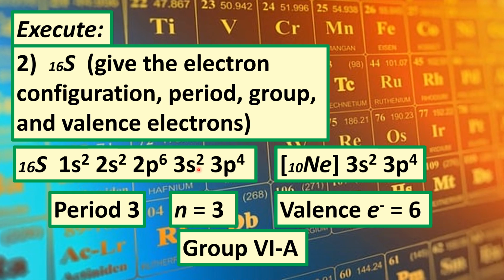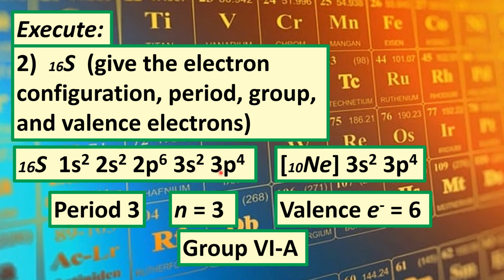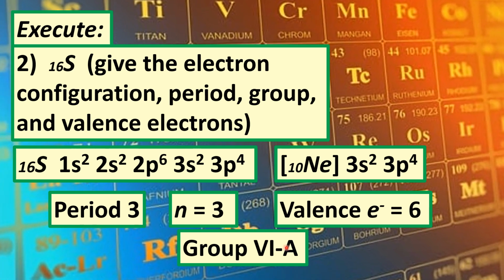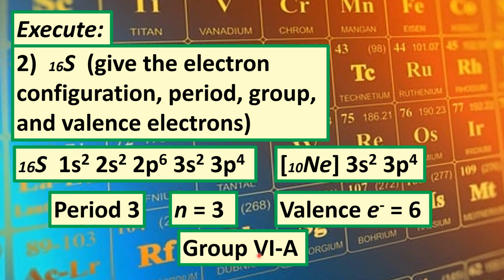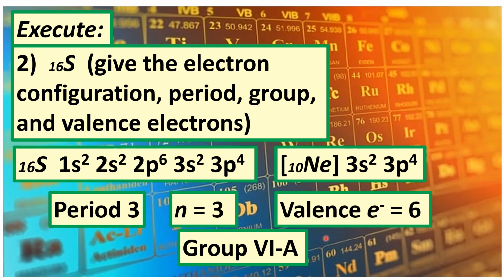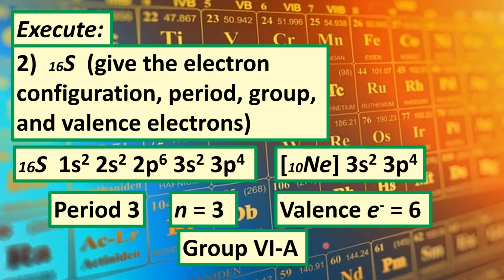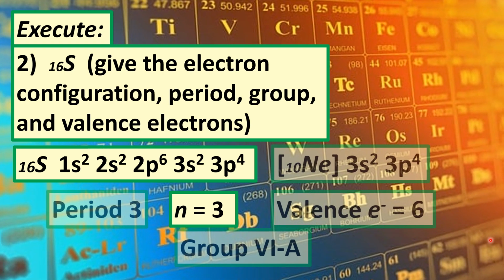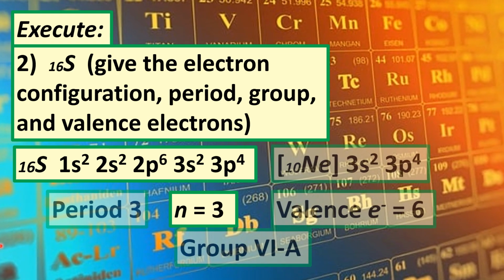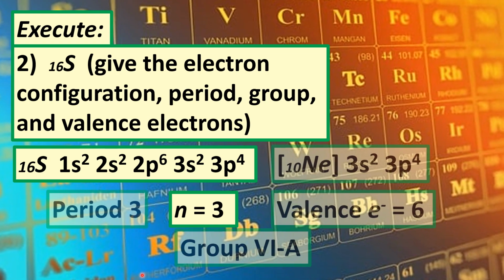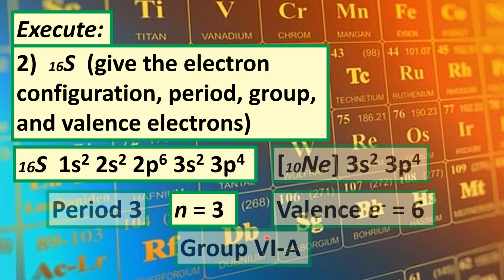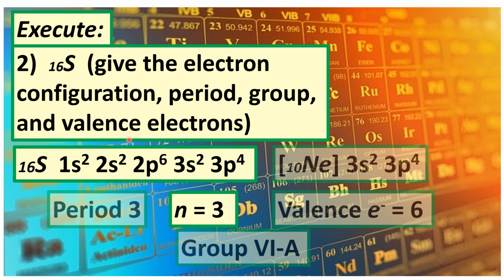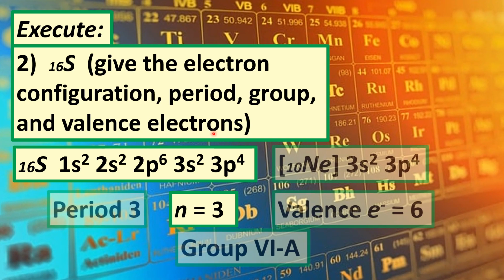Since it is the p block or the p orbitals that is being filled with electrons, therefore sulfur belongs to the p block group of elements. So, as a summary, sulfur belongs to period 3, group 6A, with valence electron 6, and with an electron configuration bracket neon 3s2, 3p4.